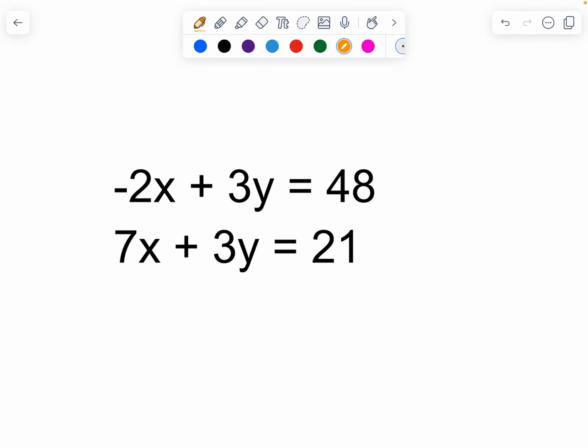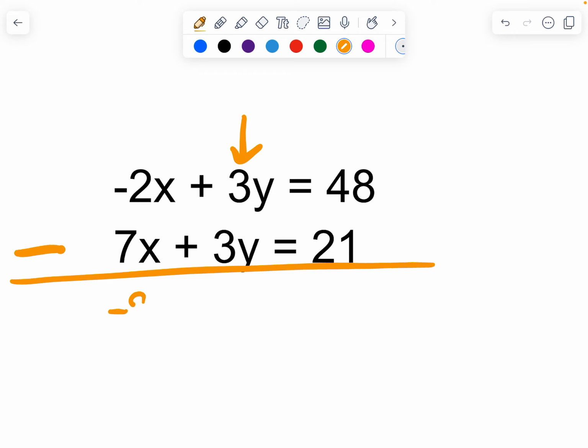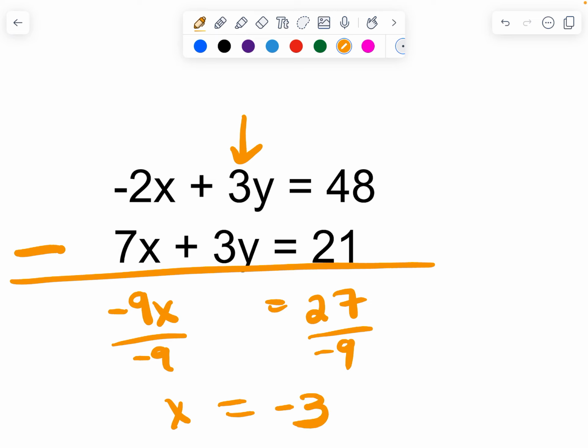Again, the y's are the same. They're not opposite, so I'm going to subtract. So negative 2x minus 7x would get me negative 9x. 48 minus 21 would get me 27. Divide both sides by negative 9, and I get x equals negative 3.